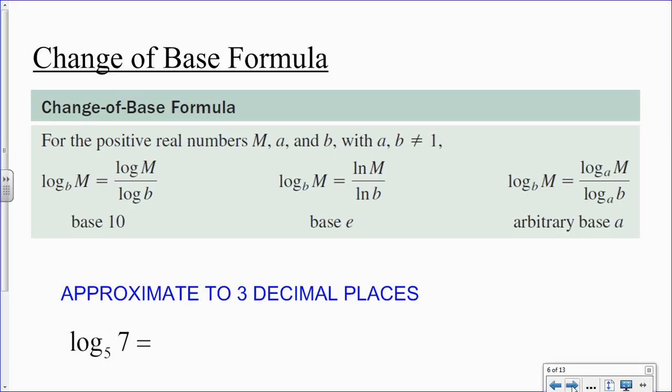It's part of the curriculum anyway. And this is what I'm going to use. Okay, so you'll still want to know how to do change of base. So this gives me a way to find log base b, where b is anything, of m, where m is anything.